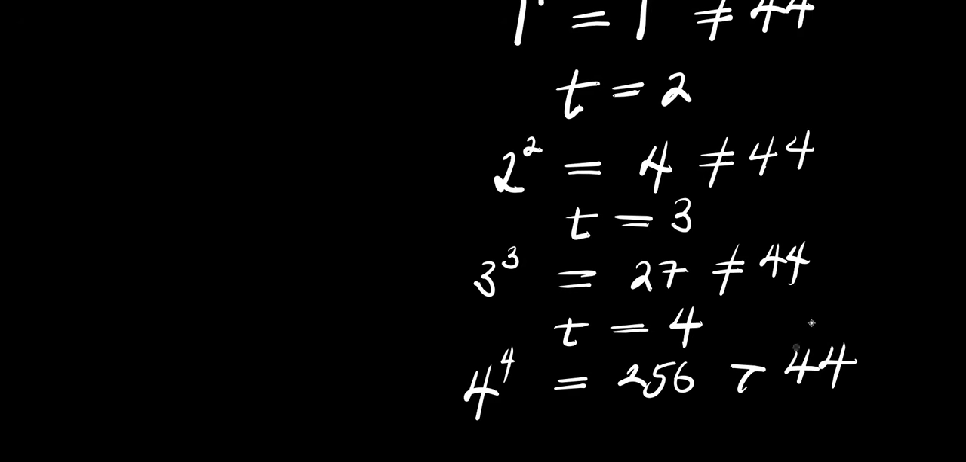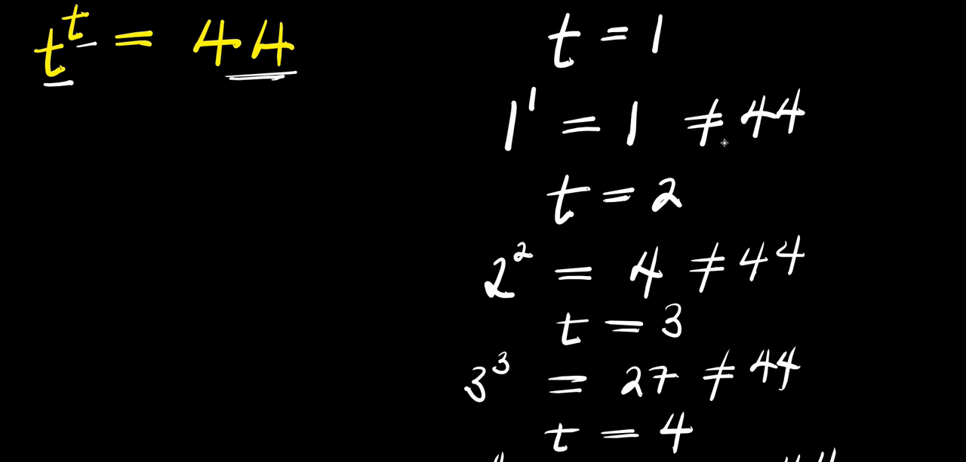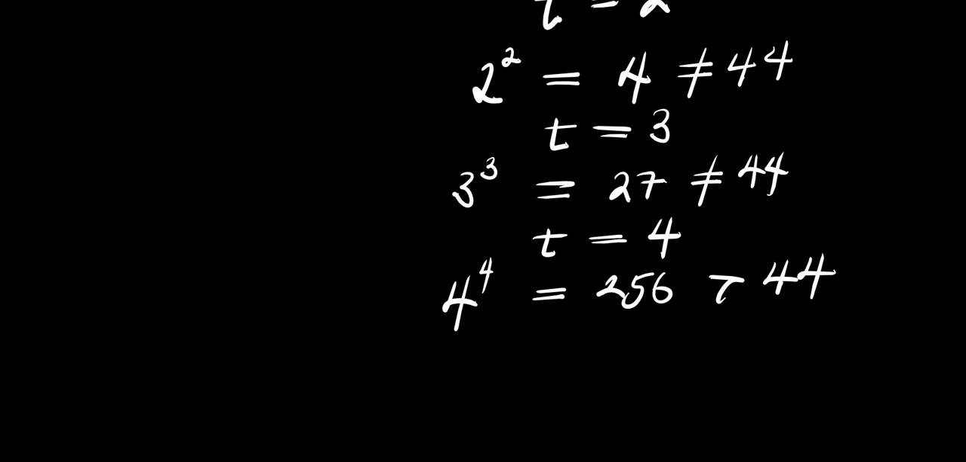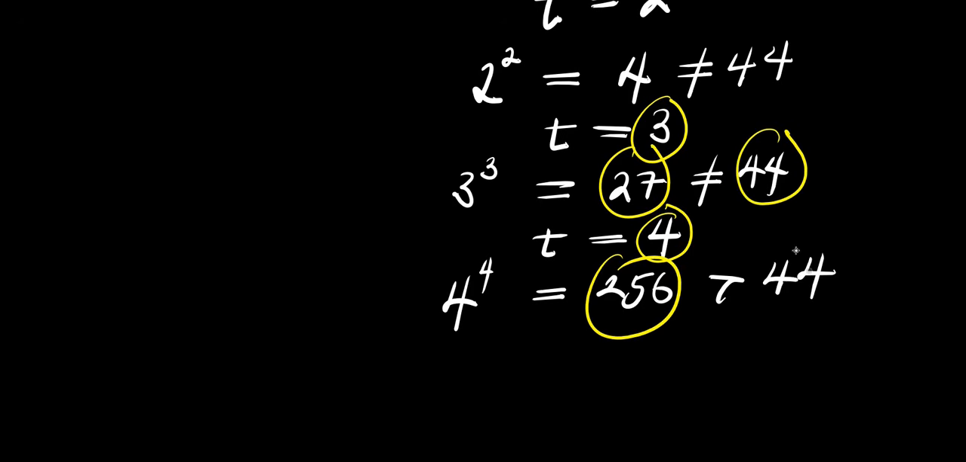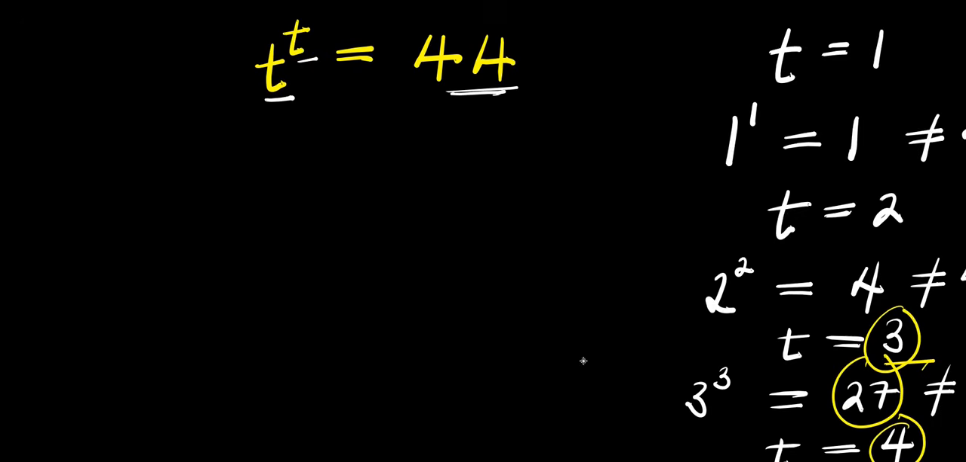Now, all these numbers here, starting from 1, we are comparing it to 44, and we have discovered the range of values of t because the whole number here at 3 gives us 27, and the whole number here at 4 gives us 256. And 27 is less than 44, while 256 is greater than 44. And this happens when t is between 3 and 4. So the range of values of t is between 3 and 4.